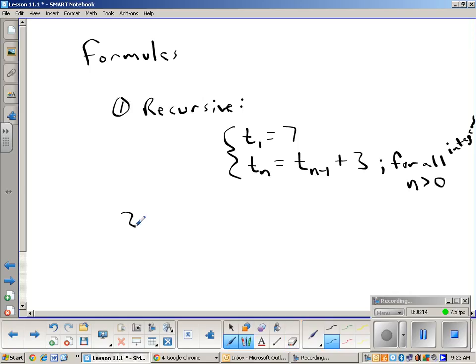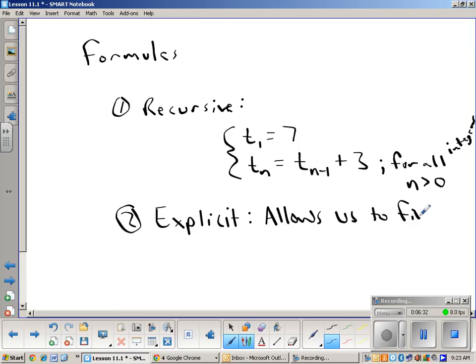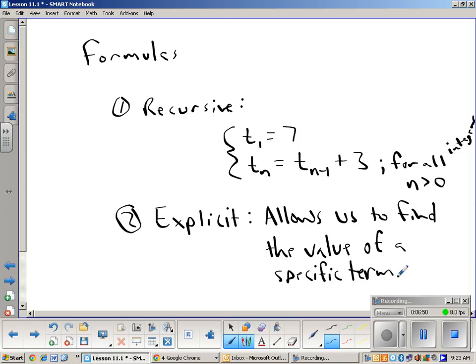The second formula is called explicit. And an explicit formula allows us to find the value of a specific term. Okay? It allows us to find the value of a specific term.